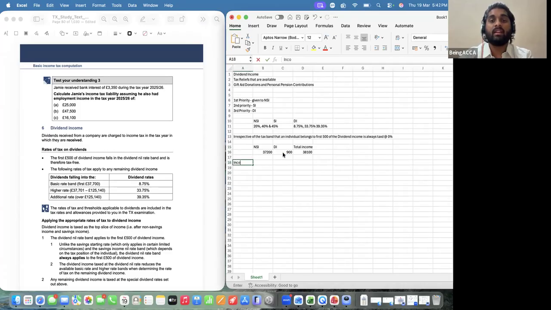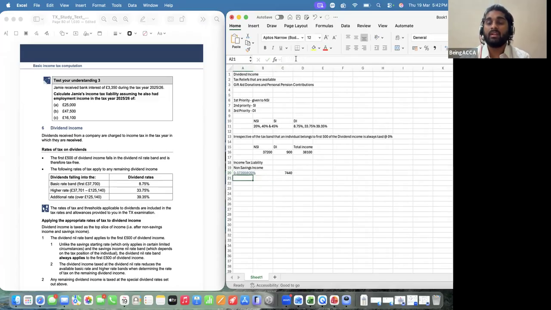So income tax liability. Here, for non-savings income, because it is falling under the threshold of 37,700, 0 to 37,200 will be taxed at 20%, which means 37,200 into 20% is 7,440.